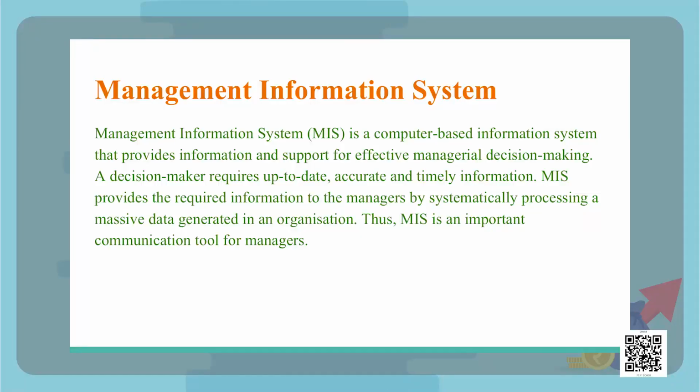Then we have management information system. Management information system is a computer based information system that provides information and support for effective managerial decision making. It is a type of decision support system for managers which provides solutions for the most common problems being faced by the managers. So, at this point we end the chapter of controlling. In this chapter we discussed how an organization reviews its activities and checks whether the activities were in accordance with the plans.